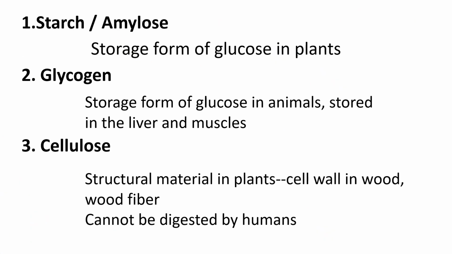Now, let us explore the different sources of these polysaccharides. We have here the starch or the so-called amylose. These are the storage form of glucose in plants. While glycogen is the storage form of glucose in animals, usually stored in the liver and muscles. While cellulose is the structural material in plant cell walls, for example in wood and wood fiber and other plants, which cannot be digested by humans and only by ruminants.